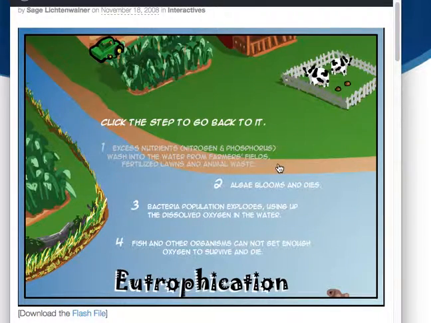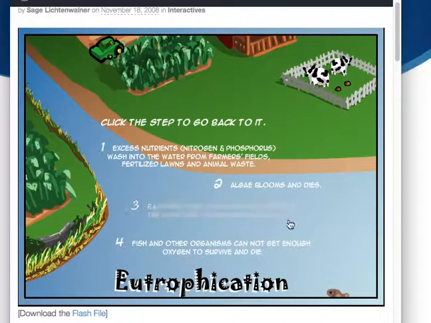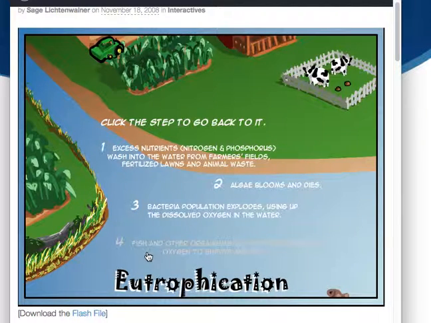Okay, so our first step, excess nutrients, nitrogen and phosphorus, wash into the water from various sources. Second, algae blooms and then dies, providing food for the bacteria population. And that's our third bullet, bacteria increase and use up the dissolved oxygen in the water. And finally, we see fish and other organisms that die because of these low oxygen levels. Okay, so those are the steps of eutrophication.